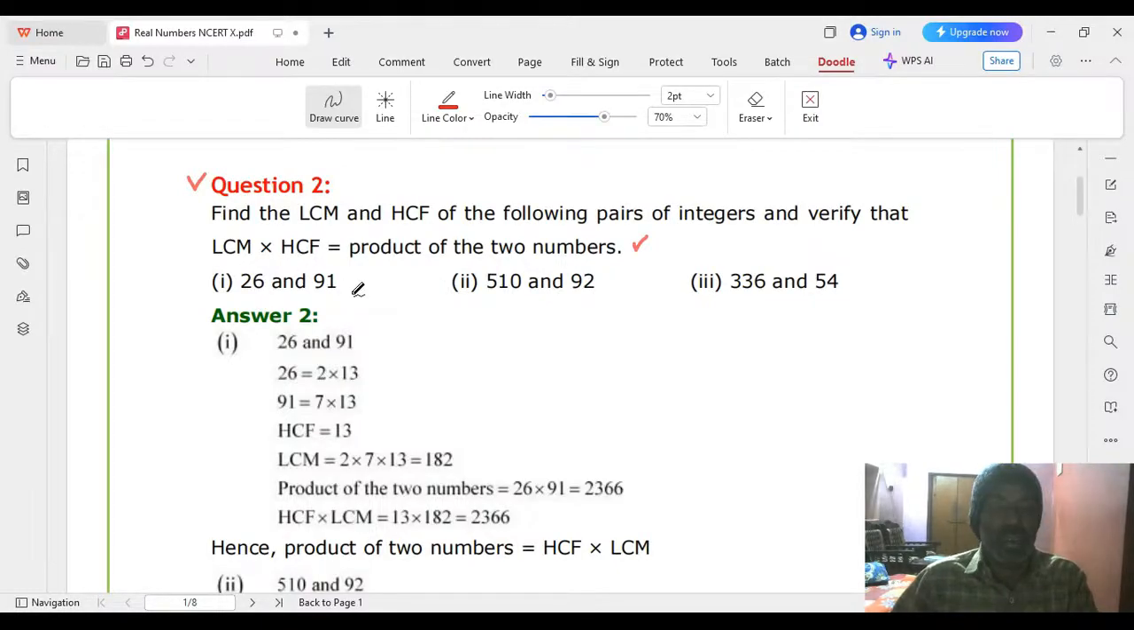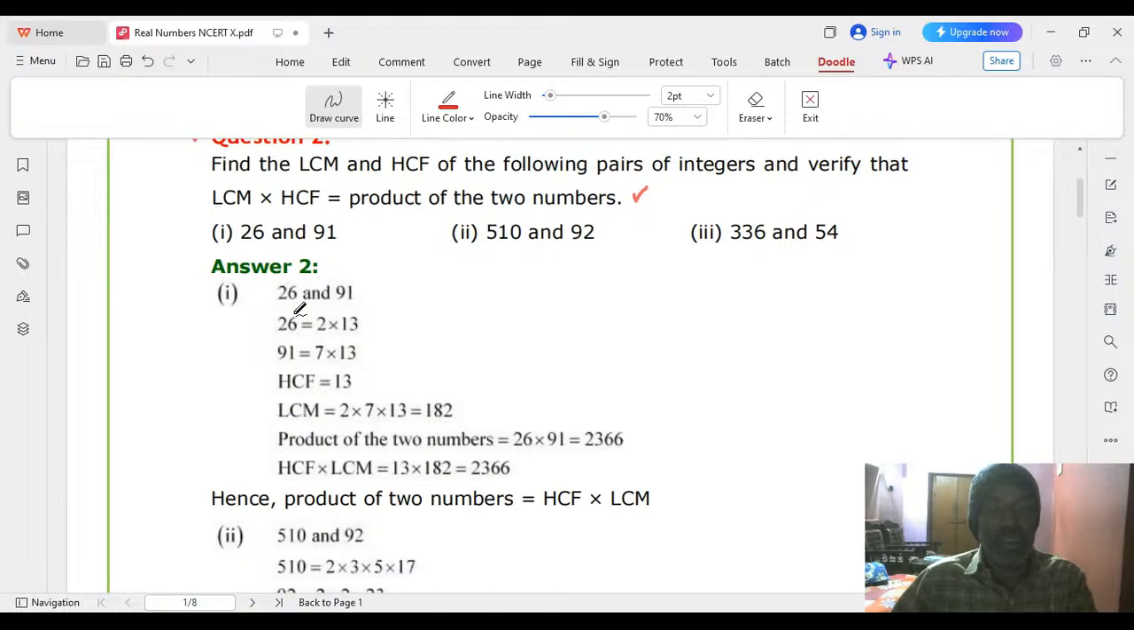So let's see here 26 and 91. The prime factors of 26 are 2 into 13 and the prime factors of 91 are 7 into 13. So the HCF will be 13 and the LCM will be 2 into 7 into 13. So the LCM is 182 and the HCF is 13. So we find LCM into HCF. LCM into HCF is 13 into 182.